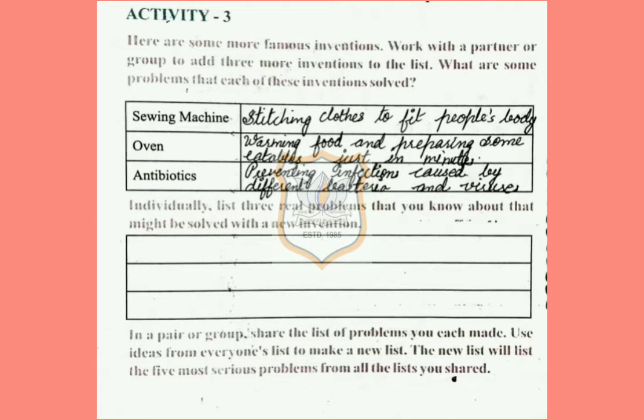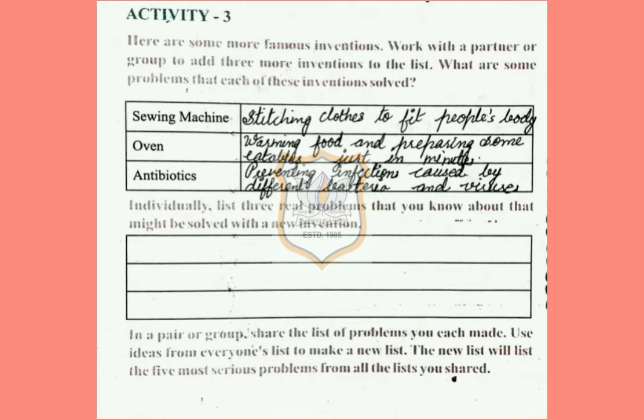Right, children? So individually list 3 real problems that you know about that might be solved with a new invention. What you have to do is find out new problems that can be solved with an invention. For example, scarcity of water can be solved by converting seawater into drinking water. On the home front, a house cleaning robot is desired. A magic phone that works everywhere from mountain tops to subways, and it should function without the user having to switch SIM cards. So like this, you have to list out the problems that can be solved with a new invention.